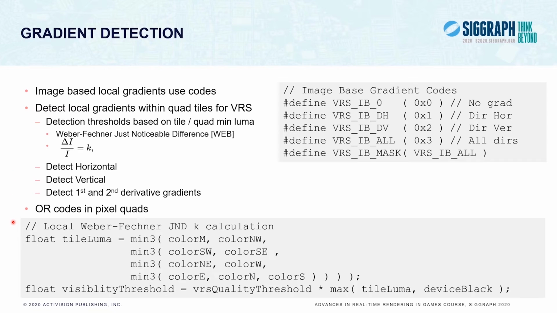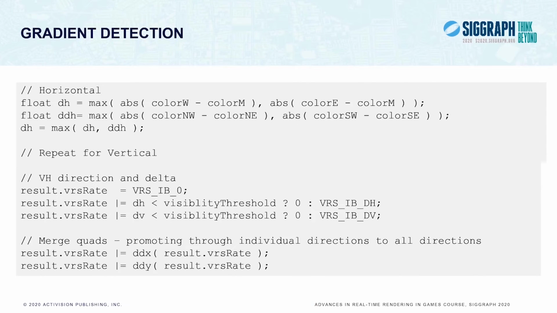In order to calculate the local Weber-Fechner K factor from the law, where we actually need to know what's the stimulus threshold, we calculate the minimum of the local block of pixel luma. Then we max it with the device black, where the device black is your output device, and multiply by somewhat arbitrary VRS quality threshold. That VRS quality threshold means how many percents of the stimulus we allow to be just noticeable or basically unnoticed. This is when the VRS is going to kick into higher gear, rendering more subsamples.